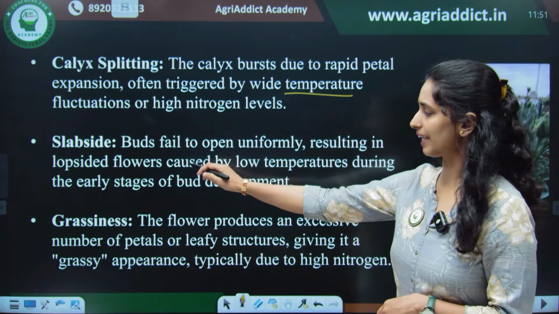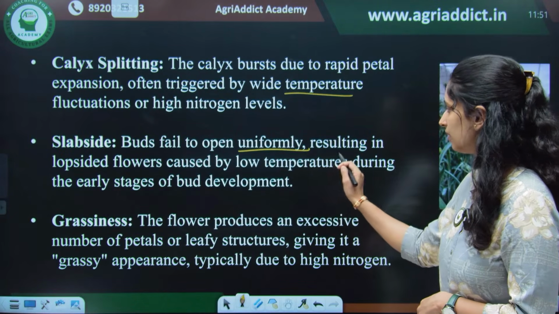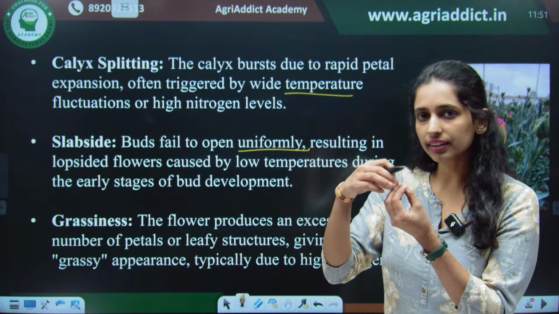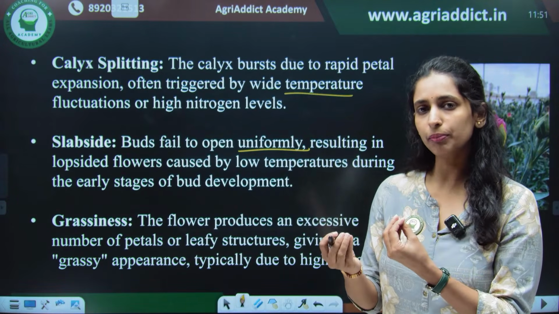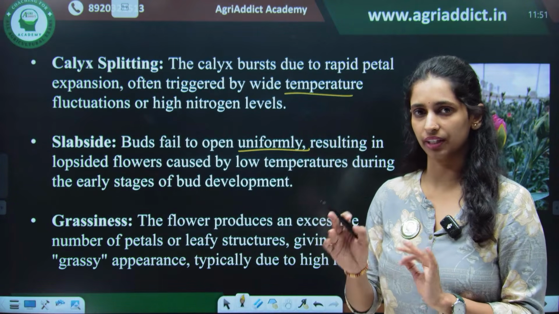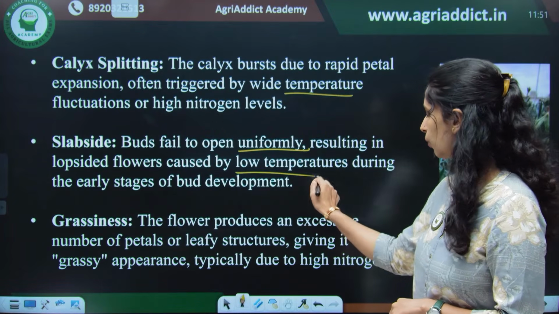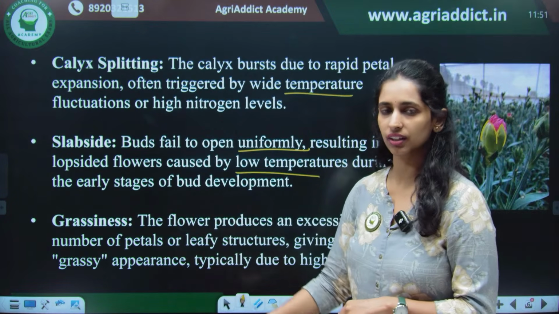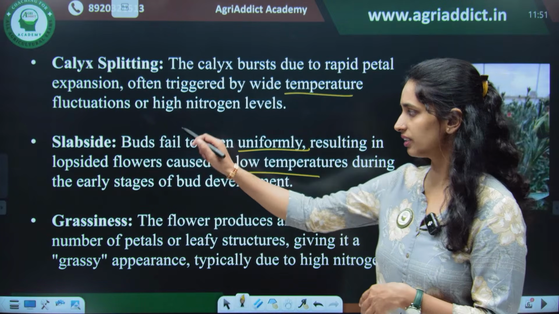And second one is slab side. In this, buds fail to open uniformly. What happens is half of the bud opens and the other half remains as it is. So half will be open, half will be closed. That is called slab side. It is also because of low temperature during the early stages. During bud development, if the temperature is very low, it will cause slab side.